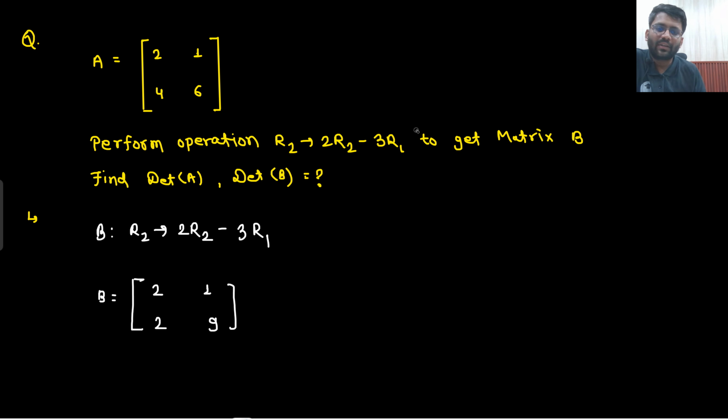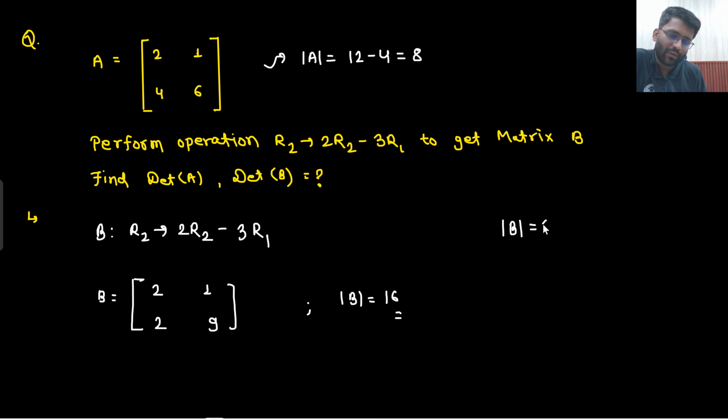Can you let me know what is the determinant of A from here? 12 minus 4, what are you getting? 8. And what is the determinant of B? 18 minus 2, what are you getting? 16. You are noticing one thing, that the determinant of B is coming twice the determinant of A.